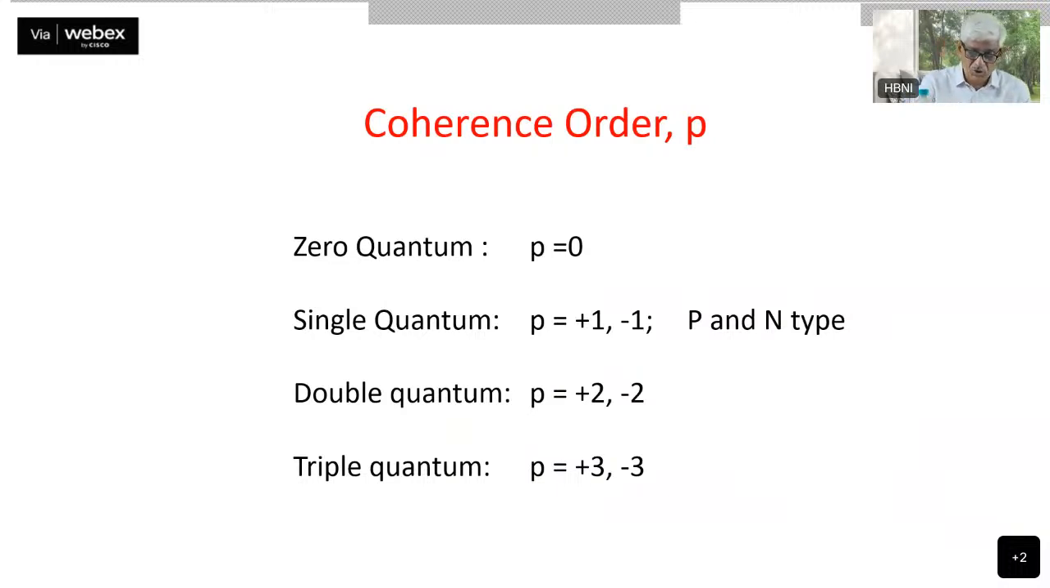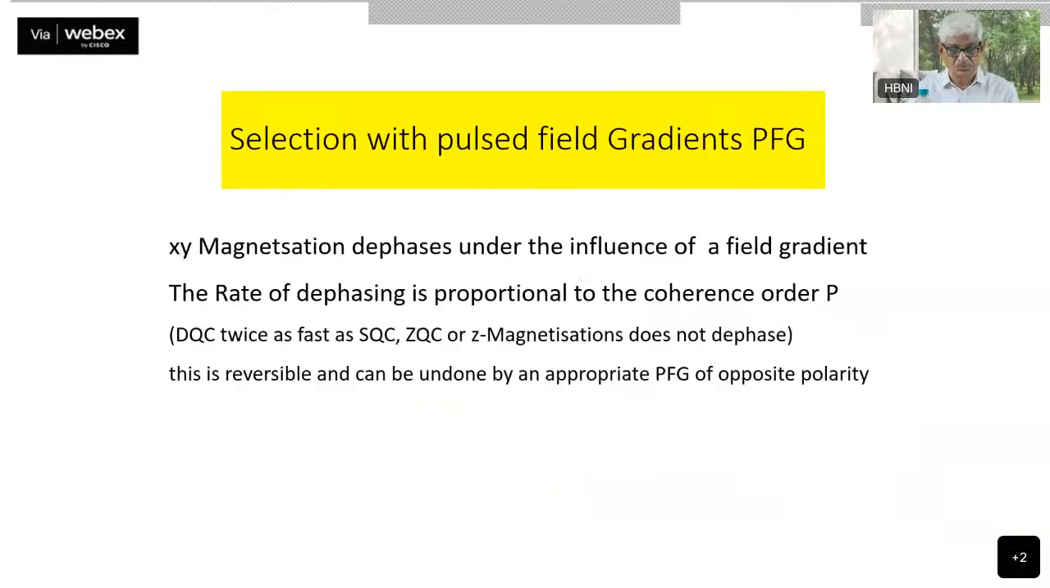Zero quantum signal is called coherence order 0. Single quantum coherence is called coherence order +1 and -1. +1 stands for p-type and -1 refers to n-type. These are the nomenclatures. Double quantum will have p equal to +2 and -2. Triple quantum will have p of +3, -3, and so on. So this number is called the coherence order. And this is important because the phase that the signal acquires afterwards will depend upon the coherence order. Okay, so let's try and understand this.